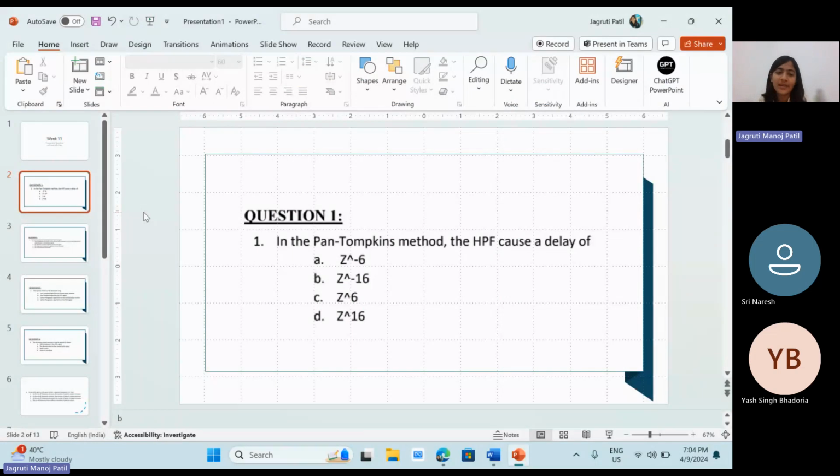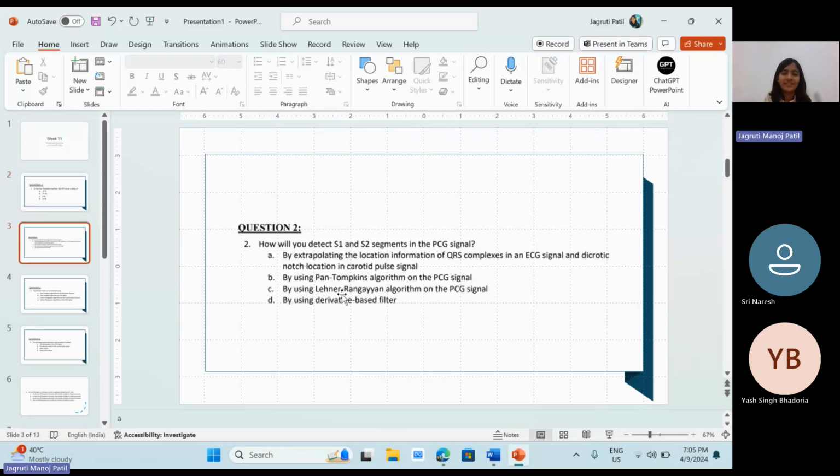It's fine. So in the Pan-Tompkins method, the high-pass filter causes the delay. If you remember, we did this in the observation, and the answer is written down there. Oh, you know the answer? No, ma'am, it's written in the observation. Okay, cool. Then how will you detect the S1 and S2 segments in the PCG wave? The lub-dubs.